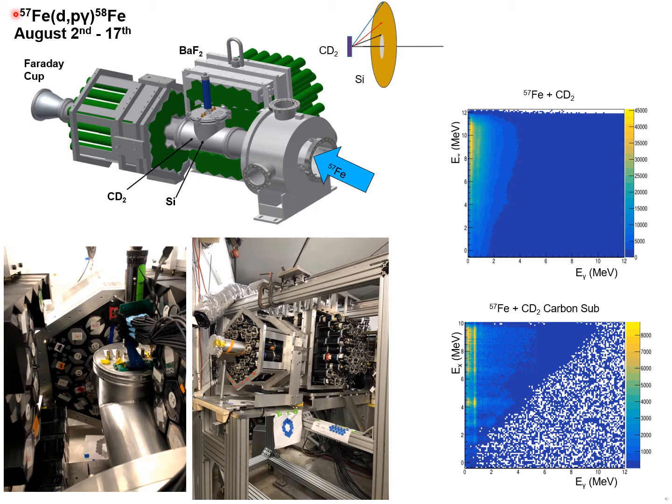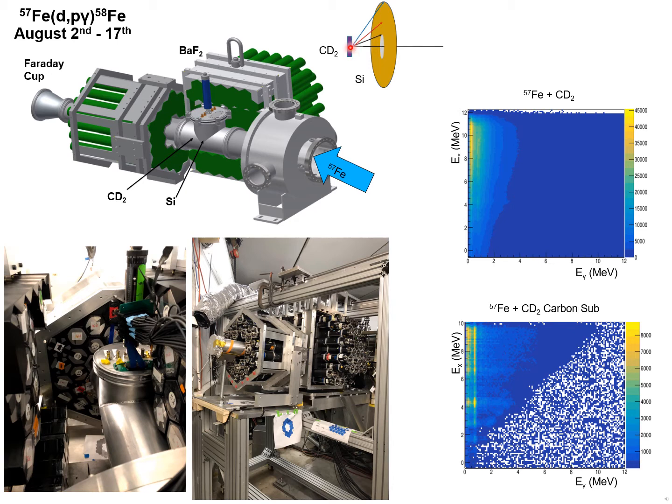So to start off, we have the experiment. It was between August 2nd and the 17th. This is a CAD drawing of DAPR. The beam comes in from the right. In our case, it was iron 57 at 7.5 MeV per nucleon. In this T here, we have our annular silicon detector and a deuterated polyethylene target. The beam passes through a hole in the center of the silicon.